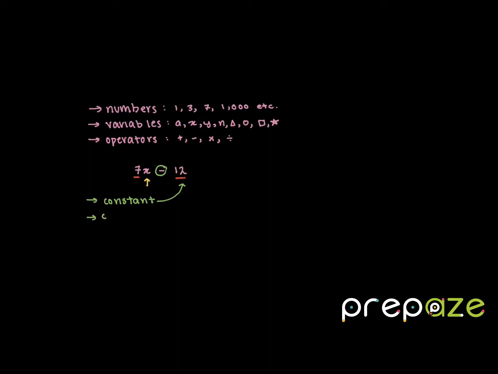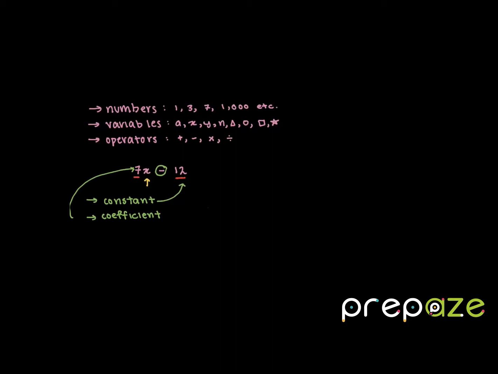The other number, however, is called the coefficient. The coefficient is the number that is being multiplied with the variable. So in our case, we have the variable x, which is being multiplied by the number 7. So in this example, our coefficient is the number 7.